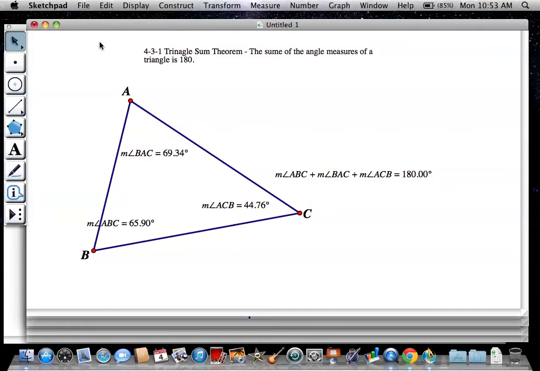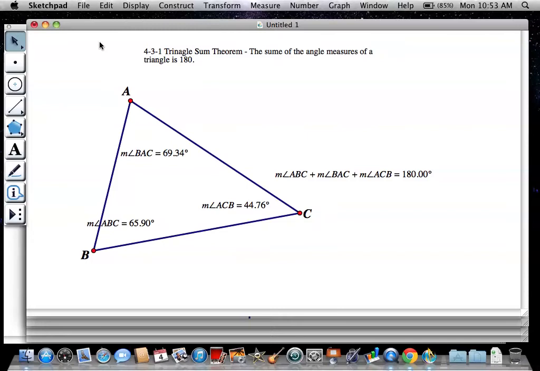Chapter 4, Section 3 is angle relationships in triangles. So we have a few theorems here, and we have a couple of corollaries. Okay, we'll explain what corollaries are in a minute. So looking up here, I have triangle ABC.